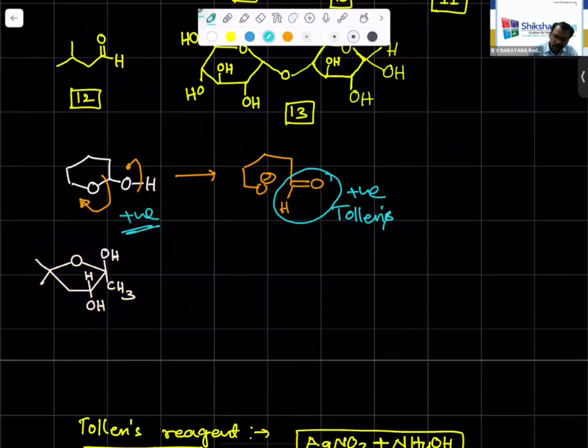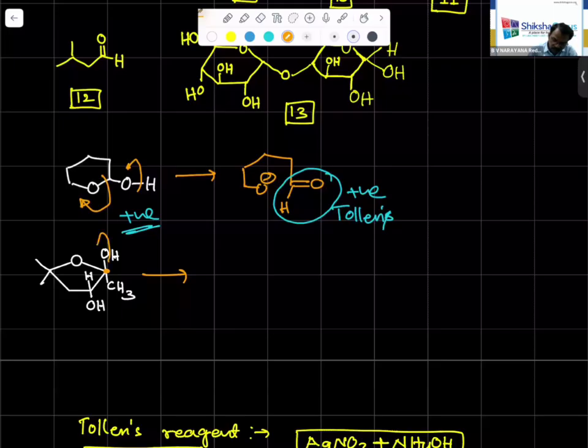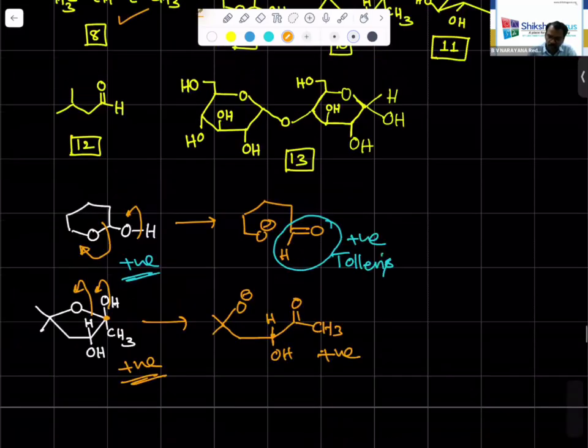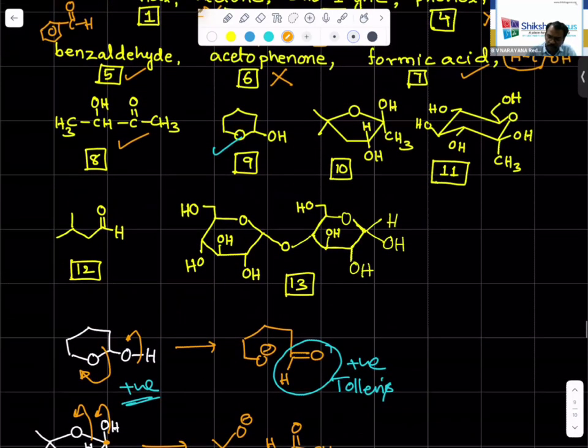Now observe very, very carefully again. At this carbon atom, here OH and OR is there. Therefore, in the presence of Tollens reagent, this compound changes to a keto group. But here it is an alpha hydroxy ketone, and the alpha carbon has a hydrogen atom. It is positive towards Tollens. Therefore, the given compound is also positive towards Tollens reagent. Means the 10th compound is also positive.